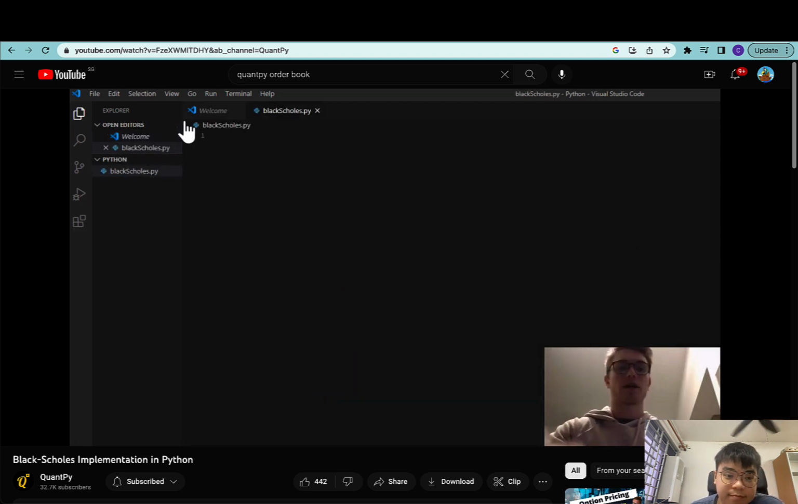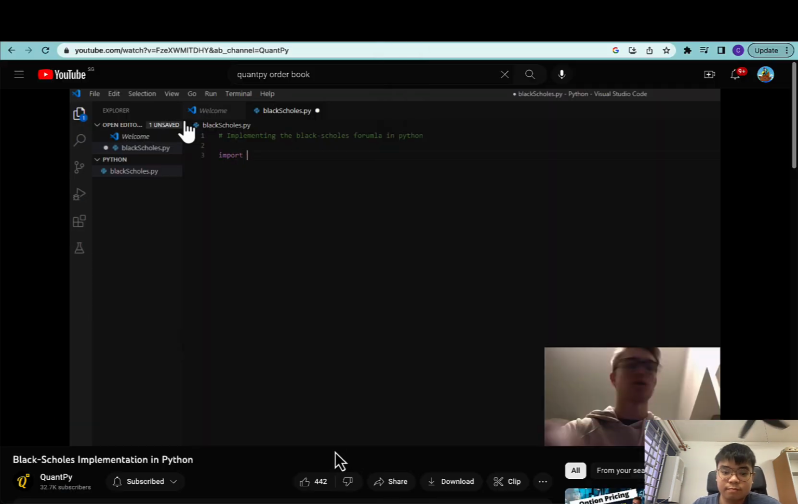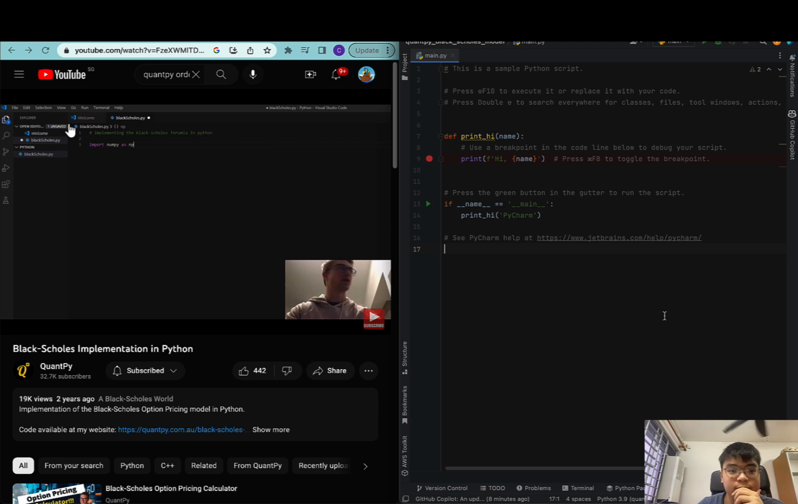blackscholes.py. Okay, so we're going to be implementing the Black-Scholes formula in Python. The first thing we're going to want to do is import NumPy as np. And from scipy.stats we're going to import norm, because we're going to need the normal distribution.